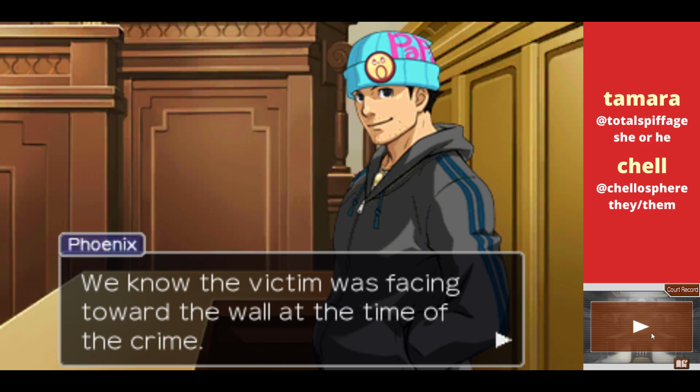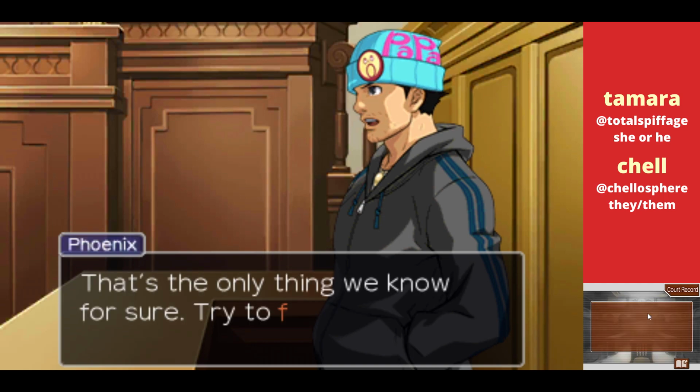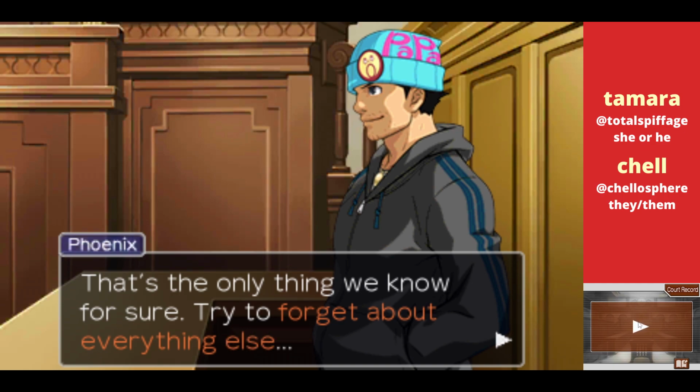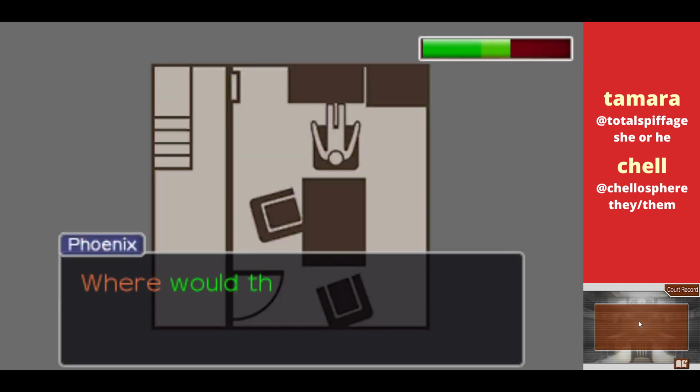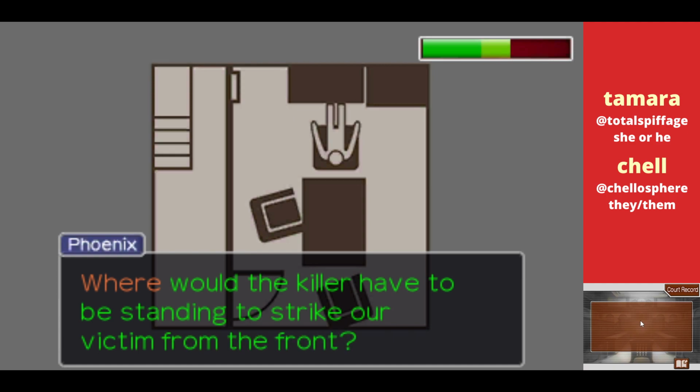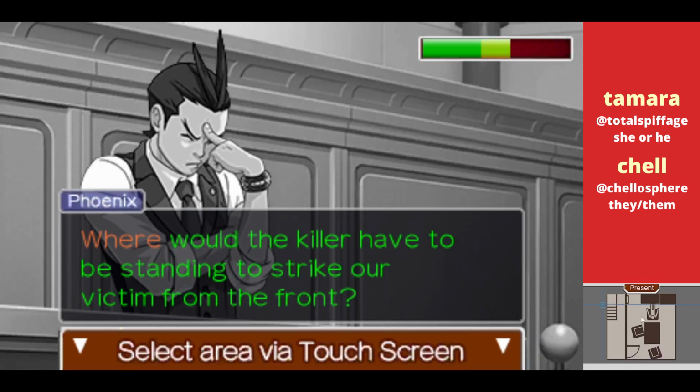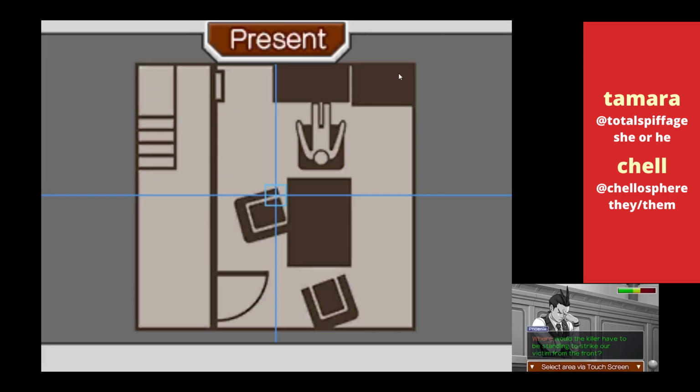We know the victim was facing toward the wall at the time of the crime. That's the only thing we know for sure. Try to forget about everything else. Like the fact there's a bookcase there. Where would the killer have to be standing to strike the victim from the front?